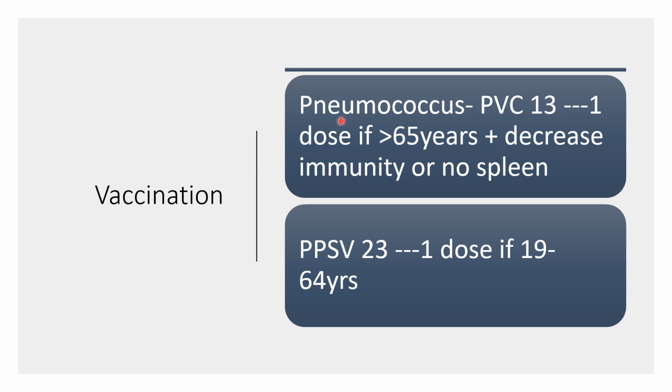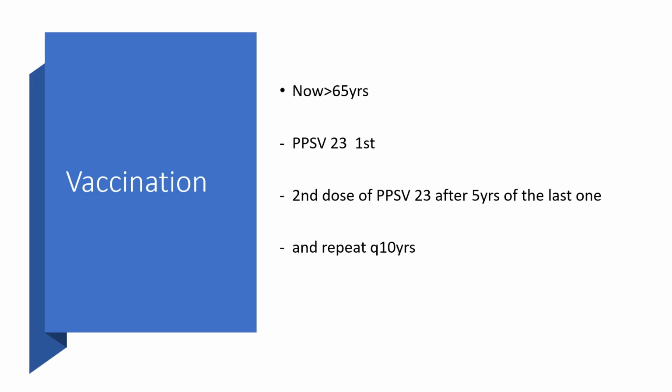For the pneumococcal conjugate vaccine, PCV13, that is Prevnar 13, or Synflorix PCV10, you need 1 dose if you are greater than 65 years with decreased immunity or you don't have a spleen. The polysaccharide, 1 dose now if you are between 19 to 64 years. If you are greater than 65 years, you need the polysaccharide first, then another dose after 5 years, and you repeat every 10 years.